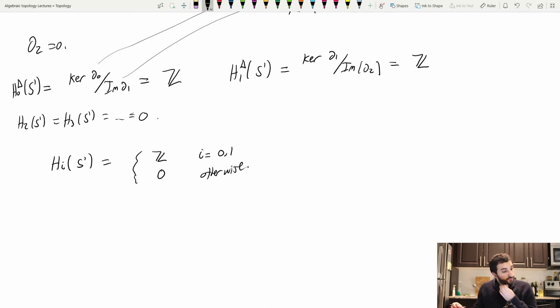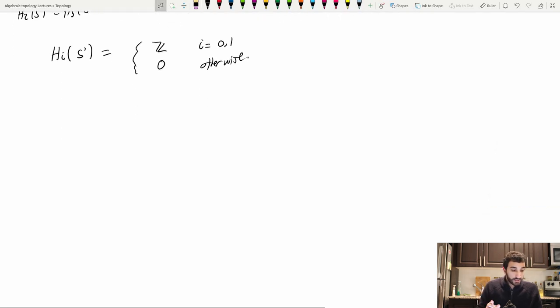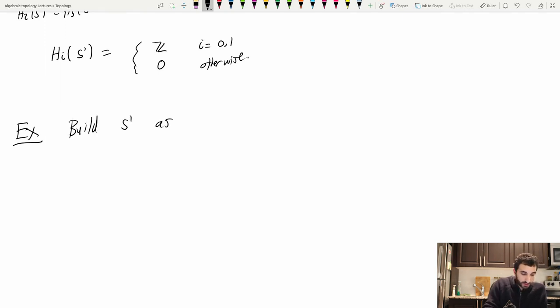Great. So a natural question is, how much does this depend on the choice of delta complex structure? And that turns out to be a really hard question. But let's first just build S1 in a different way. So let's build S1 as this. We'll go through it a little faster this time. Just V0, V1, E1, E2.